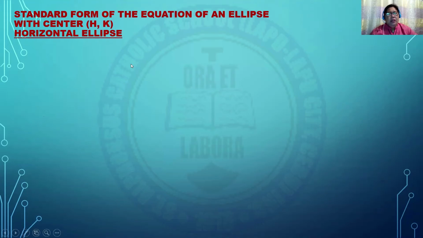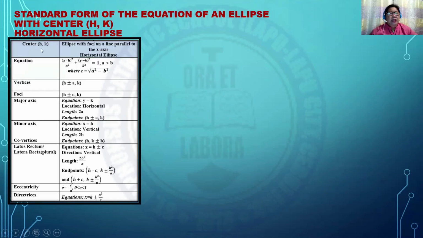First, let us have the horizontal ellipse. For center HK, the ellipse with foci on a line parallel to the x-axis, that is the horizontal ellipse, the equation is the square of x minus h over a squared plus the square of y minus k over b squared equals 1, where a is greater than b. And the value of c can be taken by using this formula, the square root of a squared minus b squared. For the vertices, we have h plus or minus a, k. For the foci, you have h plus or minus c, k.